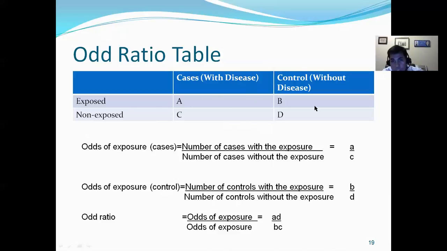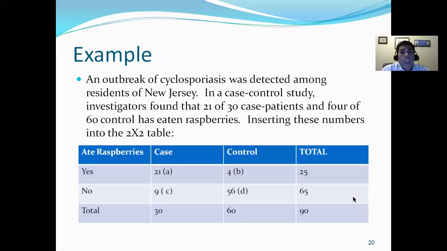A times D is the cases exposed and the controls without the disease, which is one part of the ratio. And then for the non-exposed, C times B, which is the non-exposed cases and the exposed without the disease, and that's how you get the odds ratio. It's the ratio of two odds. So this is the odds of the exposed and the odds of the non-exposed, and that's why we call it the odds ratio.